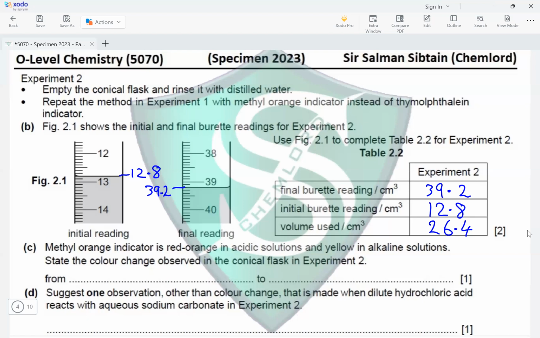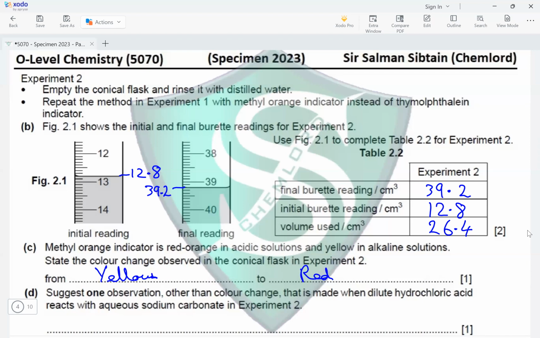Part C. Methyl orange indicator is red-orange in acidic solution and yellow in alkaline solution. State the color change observed in the conical flask in experiment 2. Okay, in our conical flask we have the base present, right? The alkali present. So the color in the conical flask would be yellow, and we added acid from the burette. So the color would change from yellow to red because methyl orange is red in acids.